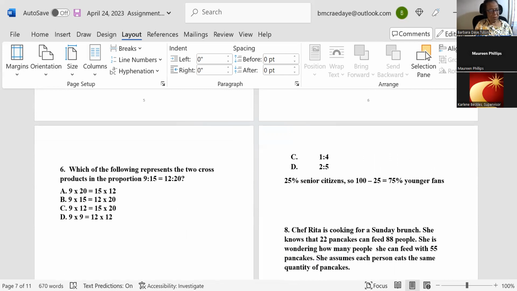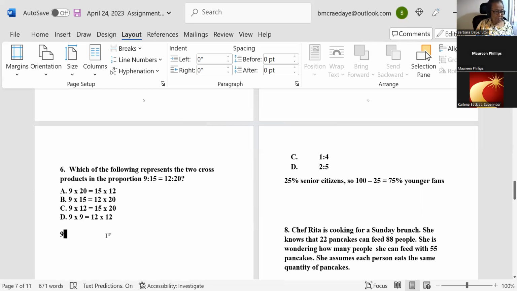Which of the following represent the two cross products in the proportion? I put B for the answer. You put B, 9 times 15 equals 12 times 20. Maureen, did you set this up as 9 over 15 equals 12 over 20?